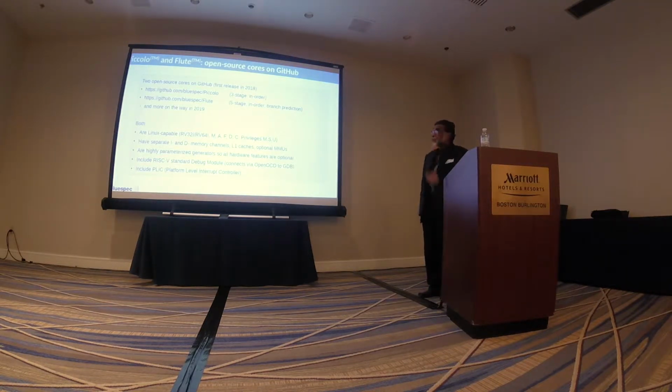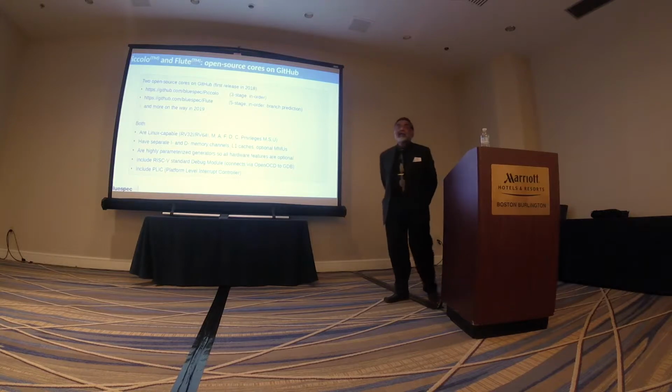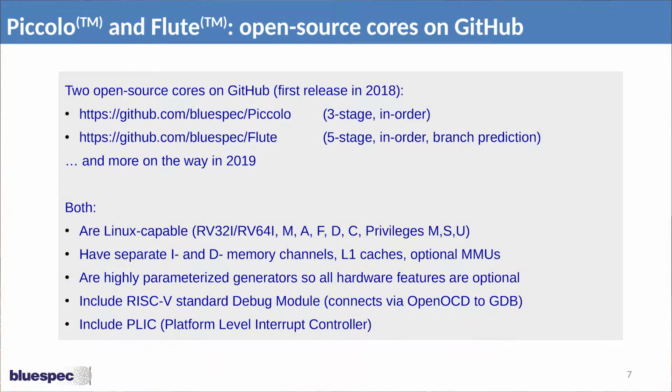Let me talk a little bit about the open source cores that we have. You see the GitHub links out there. You can go there and find them and download them if you like. They're small at the moment. There are more coming on the way, which are going to be larger and more sophisticated cores. As you can see, they're 3-stage in order, 5-stage, etc. Both of them have the same capabilities as listed in these bullets.